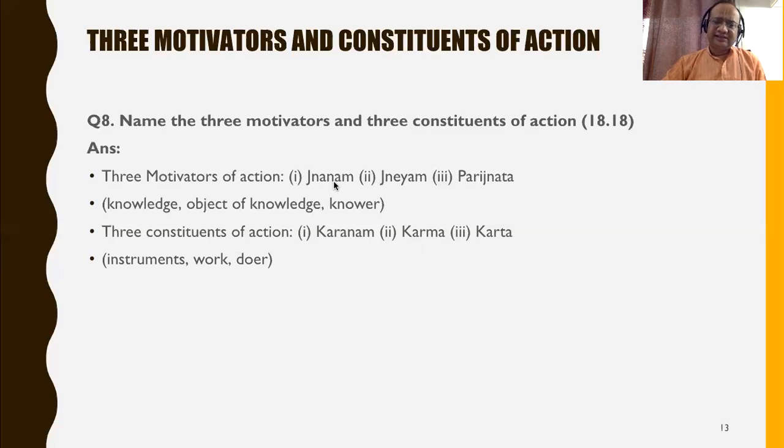So the engineer studies, gains the skill of engineering, and then utilizes his senses, his body, his hands, legs, etc., to do the actual problem solving when it comes to his desk. And karta and parijnata are the same, doer and knower. So now my question was, what is the connection between the previous section, five factors of action, and the three motivators and three constituents of action? Why does the Lord, after describing five factors of action, start to discuss three motivators and three constituents? What is the link?